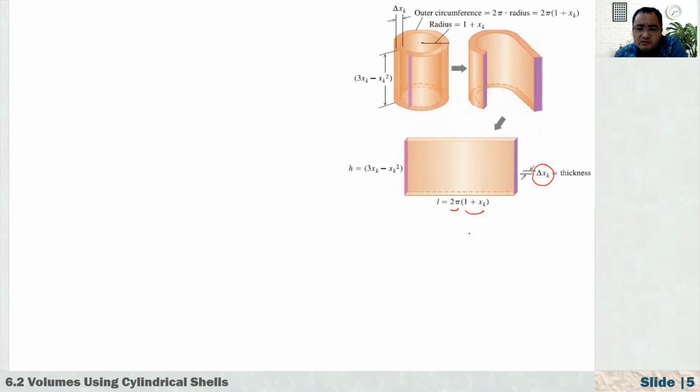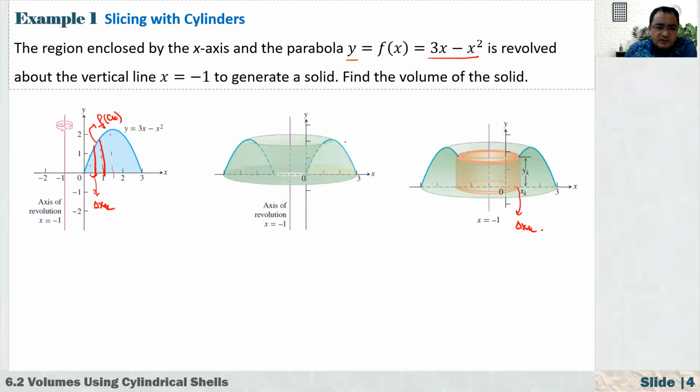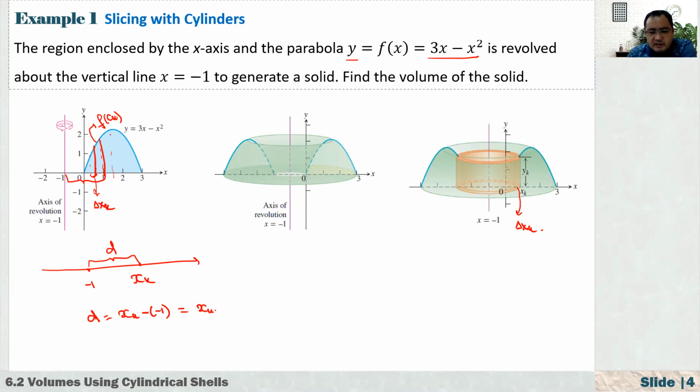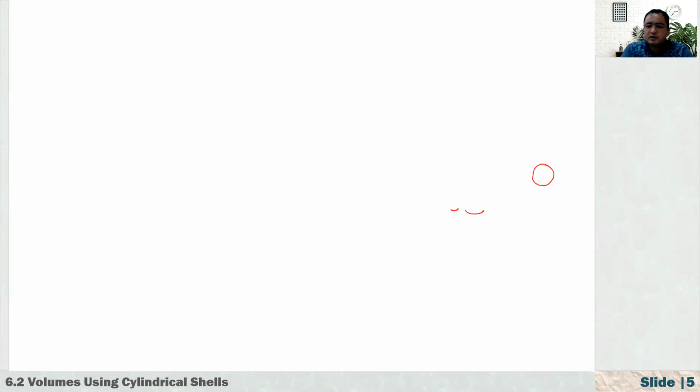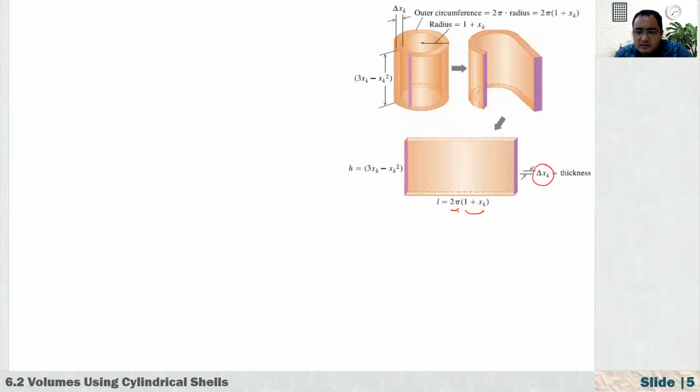And what is the radius here? The radius is 1 plus x sub k. And you see here, this one is the radius. If you pick any point here, it is a radius. And we know that on the x-axis, how do you find the distance between 2 points? Let's say if this one is -1, and this point is, let's say, c sub k or x sub k, it doesn't matter. So what is the distance between these 2 points? The distance d is equal to x sub k minus (-1), which is equal to x sub k plus 1. That is the radius of the cylinder. So that's why here we have 1 plus x sub k, that's the radius.